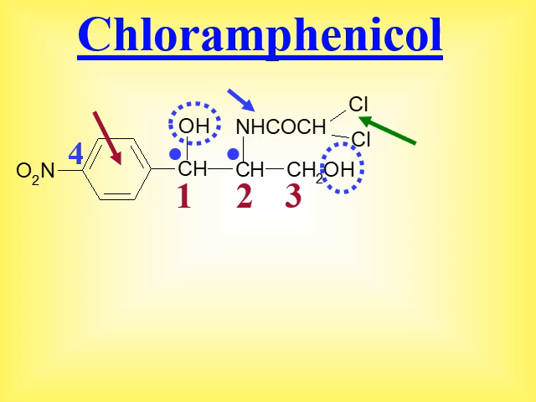Chloramphenicol. This is the structure of chloramphenicol. As we see here, we have 3 carbons, 1, 2 and 3. We have here 2 chiral centers, number 1 and number 2. So we have 4 isomers.